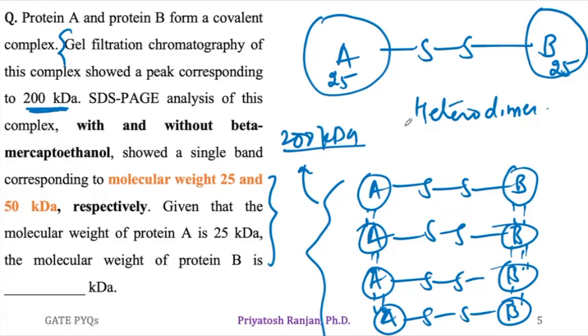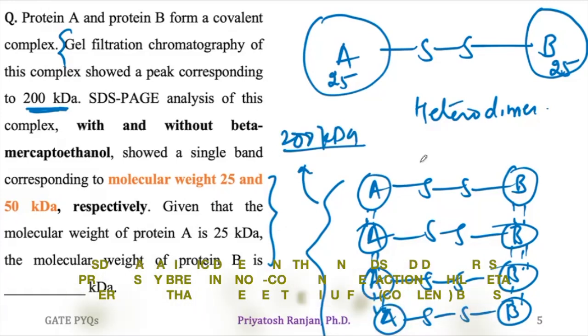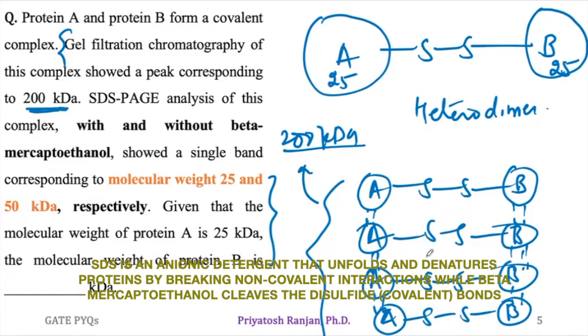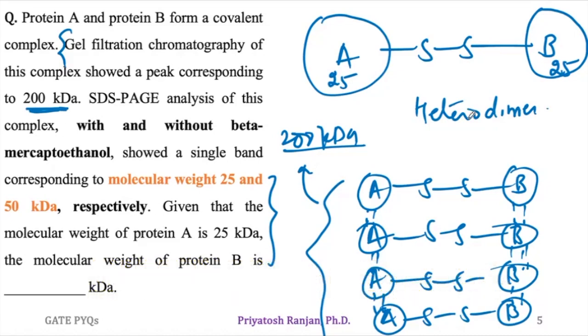when I'm making use of beta-mercaptoethanol and running the SDS-PAGE, all these disulfide bonds will cleave and I'll get a 25 kilodalton band of A and a 25 kilodalton band of B. Rather, 4 bands of A and 4 bands of B, which is 25 into 4 and 25 into 4. The overall molecular weight is going to be 200 kilodalton.